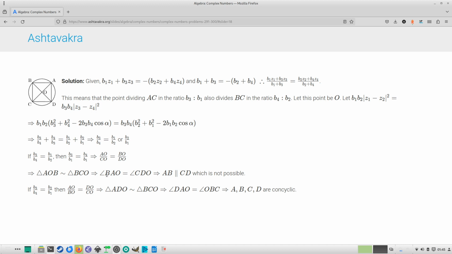Now if that is the case, then angle BAO is equal to CDO. This implies AB parallel CD, which is not possible.